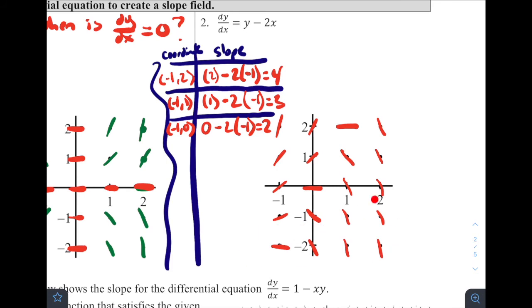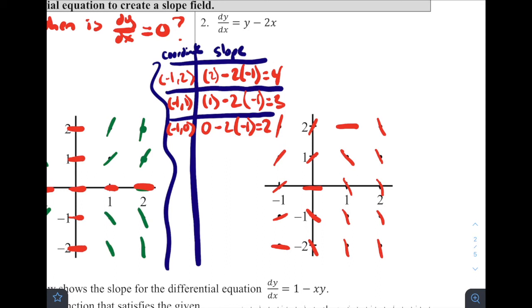But again, as I was filling this out, all I was thinking about is what's the coordinate? So for example, at this point, this is 1, comma negative 1. So the slope there would be negative 1 minus 2 times 1. So that would be negative 3. And I drew a little tick mark that looks like a slope of negative 3. You're going to do that at every single one of these coordinates until your slope field is filled out. So take a moment to check your work and see if you need to adjust any of your slopes.